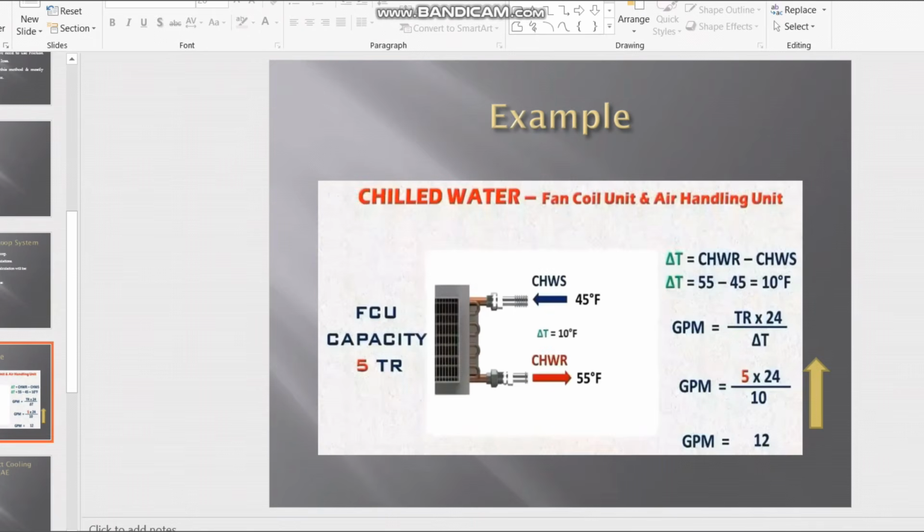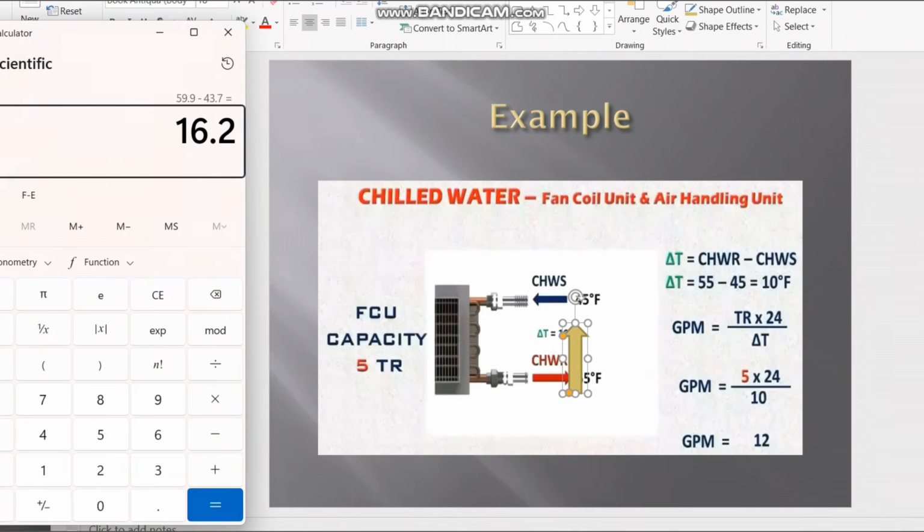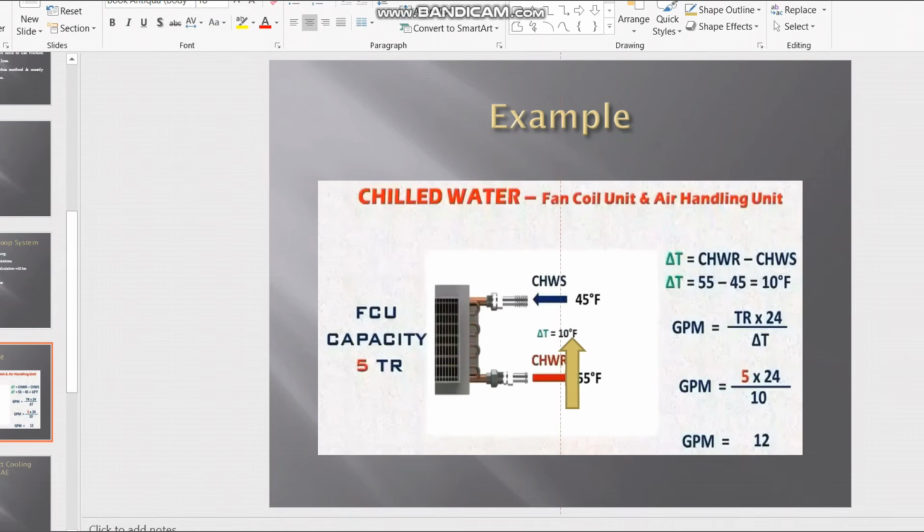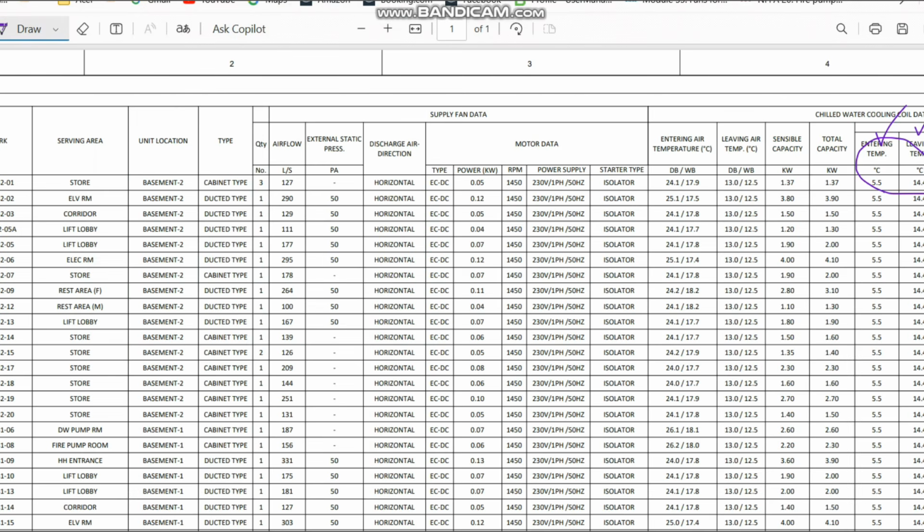For example, if you have 1 ton, 1 ton means 1 into 24 divided by delta T. In this application, delta T is 10 degrees Fahrenheit. So 1 ton, 1 into 24 divided by 10 degrees, so 1 ton is equal to 2.4 GPM, if you have a delta T of 10 degrees Fahrenheit. So whatever project is given to you for chilled water pipe sizing, you have to verify what is the entering temperature and what is the leaving temperature for the equipment. Based on that, you can size the pipes.